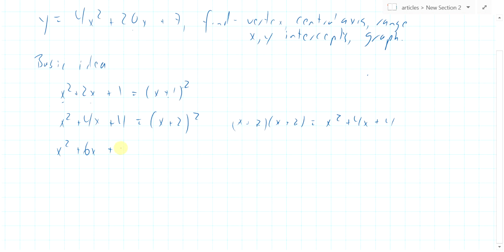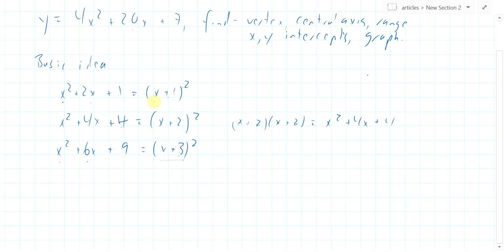Okay. What about x squared plus 6x? What's the third term that you have to have here in order to make it a perfect square? X plus what? Well, it'll have to be 3 here, or 9 there. So x squared plus 6x plus 9, that's x plus 3 quantity squared. If you multiply out x plus 3 quantity squared, you get a 3x and another 3x, that's my 6x, and a 9 is the 3 times 3. The 4 is the 2 times 2. The 1 is the 1 times 1.